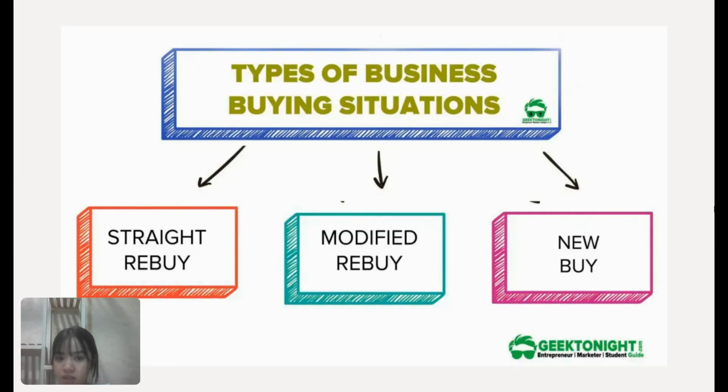Sometimes business buying situations differ. A straight rebuy is when a cafe buys the same coffee beans every month. A modified rebuy is when the cafe changes its supplier to get better quality. A new task is when the cafe buys a coffee machine for the first time.